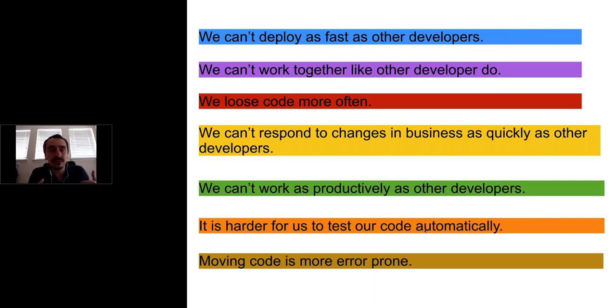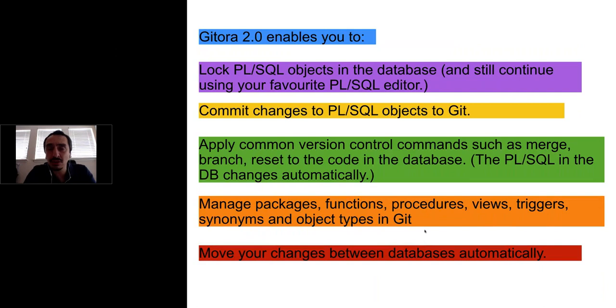Therefore, it's difficult for us to respond quickly to changes in business. This has huge productivity impacts. Moving code is very error-prone from development to UAT to testing, etc. So these are all real issues, and I think they're all solvable.